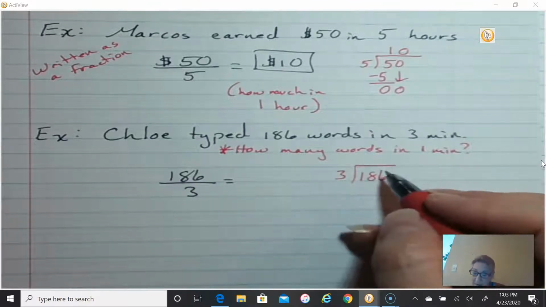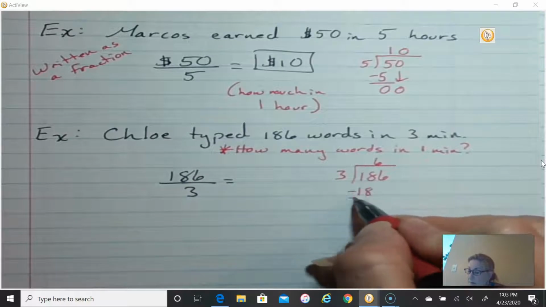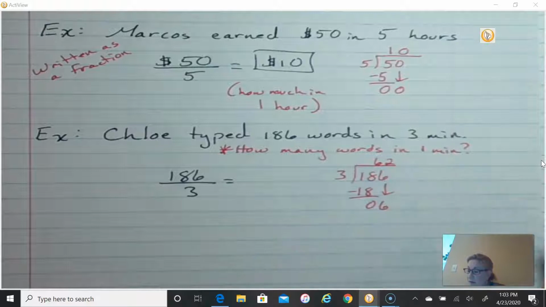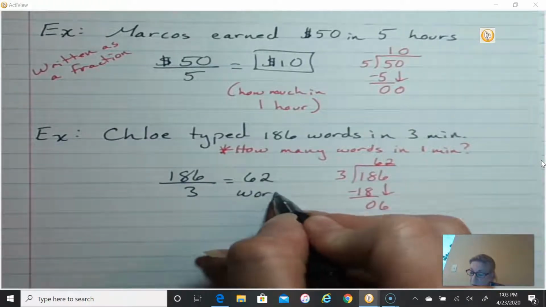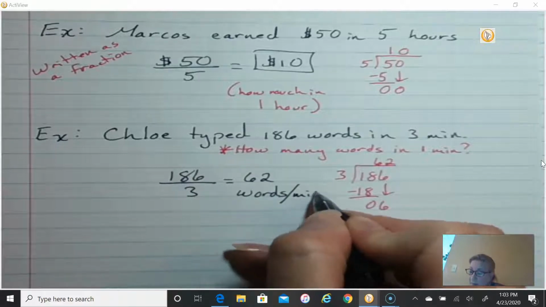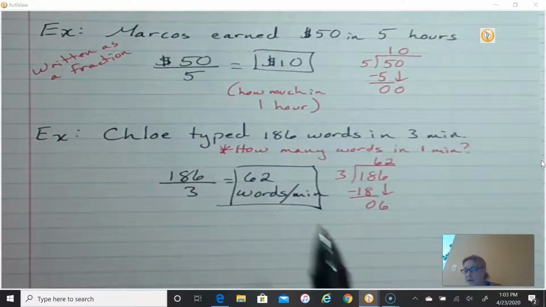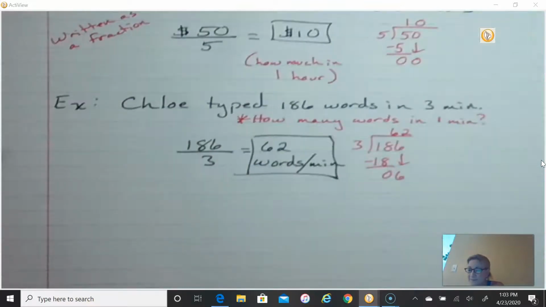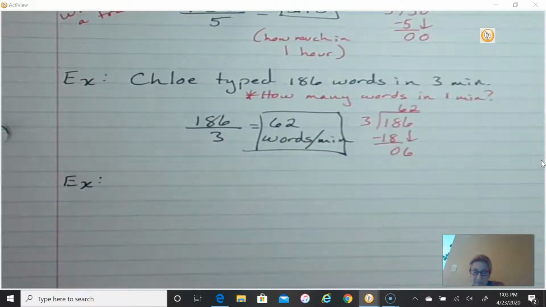Three goes into 18 how many times? 6 times. 6 times 3 is 18. Bring down your 6. 3 goes into 6 2 times. So she can type 62 words per minute. So for 1 minute, she can type 62 words. It's pretty good, Chloe. Okay, another example. Can't use a kid's name here.